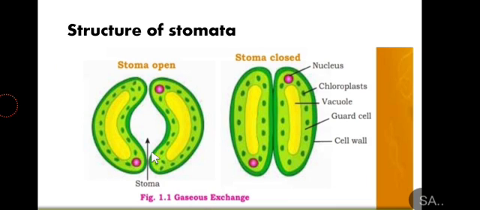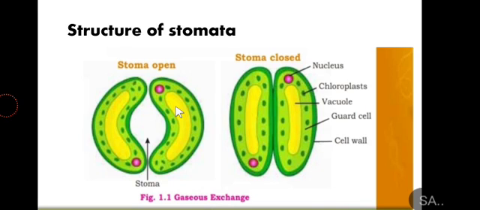Now we'll see the structure of stomata. A stomata simply consists of an opening which is called a stoma. It is a slit-like opening, and it is surrounded by two guard cells. These are the guard cells. As you can see in the structure of this guard cell, a vacuole is found here, and its cell wall is here. This is the outer cell wall and this is the inner wall. This one is thicker as compared to the outer one, and the nucleus is also there.